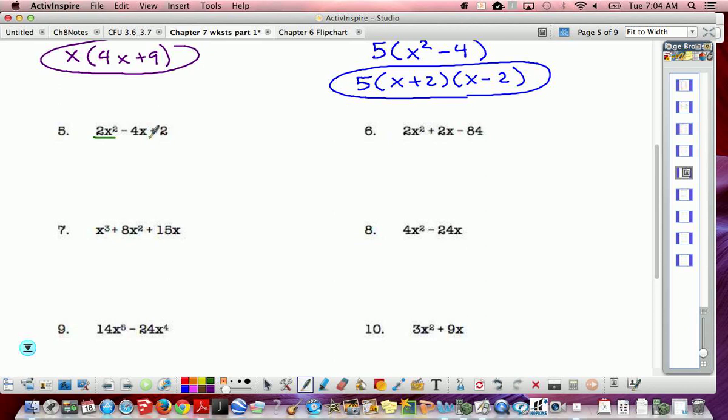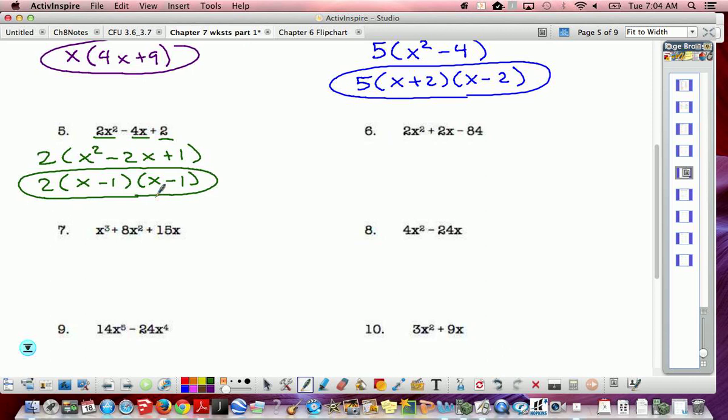On the next one, they have a 2 in common. So I have x squared minus 2x plus 1. So then I ask, what are factors of 1 that add up to negative 2? Well, that's x minus 1 and x minus 1. And I'm good to go. On number 6, they do have a 2 in common again. So I have x squared plus x minus 42. Well, this one was like one that we did on yesterday's worksheet. Factors of negative 42 that add up to 1 are x plus 7, x minus 6.